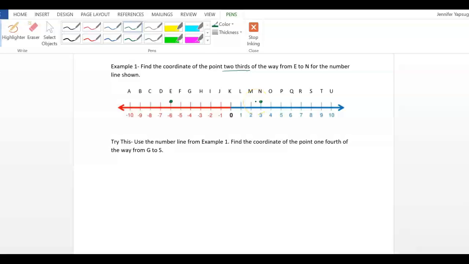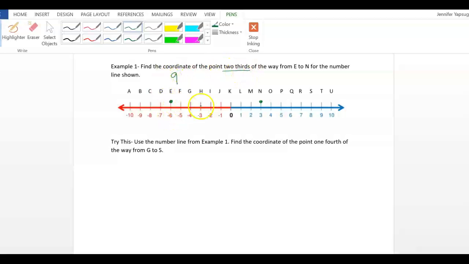What I like to do first is figure out what is the distance from E to N. So if I count, that would be 1, 2, 3, 4, 5, 6, 7, 8, 9. So there are 9 spaces between E to N. So I'm just going to write the number 9 up here. And I go back to my problem. It asks me to find the point that's 2/3 of the way from E.